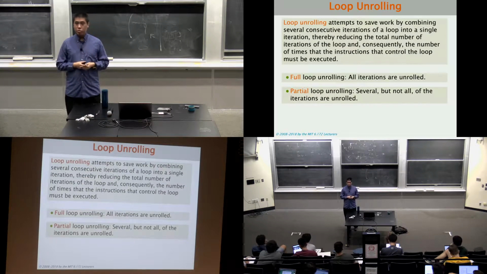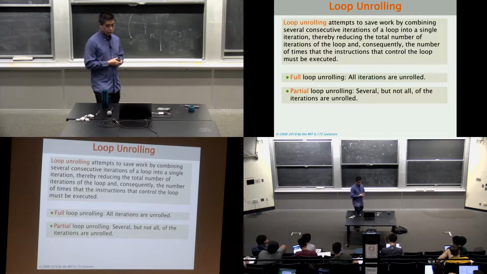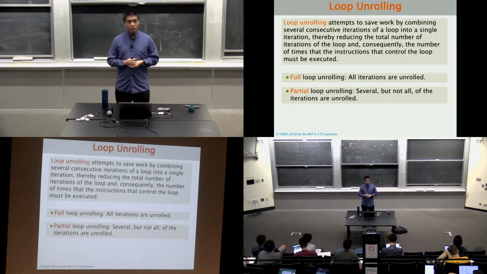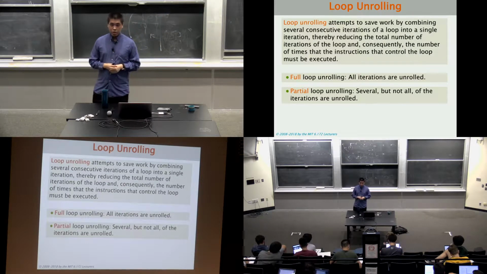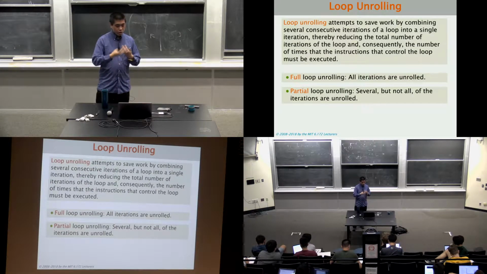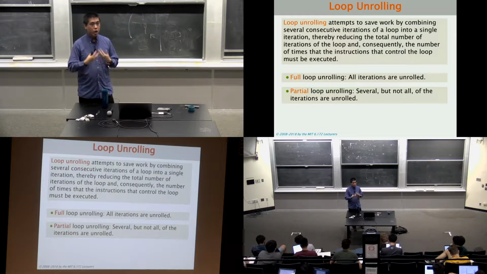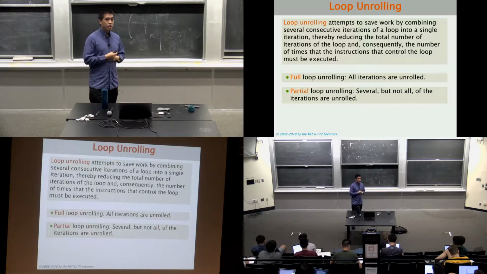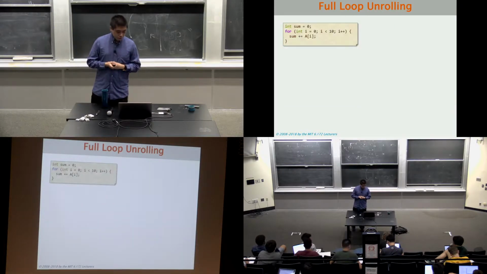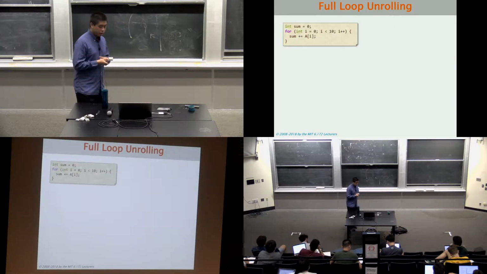So there are 2 types of loop unrolling. There's full loop unrolling, where I unroll all of the iterations of the for loop and I just get rid of the control flow logic entirely. Then there's partial loop unrolling, where I only unroll some of the iterations, but not all of the iterations. So I still have some control flow code in my loop. So let's first look at full loop unrolling.